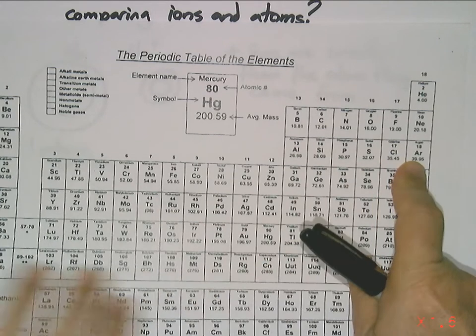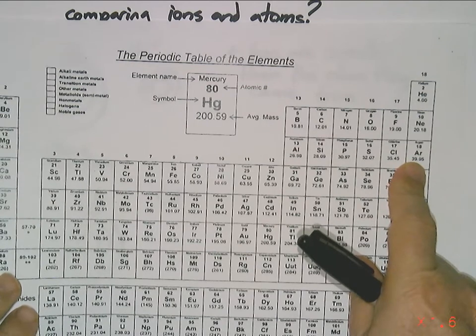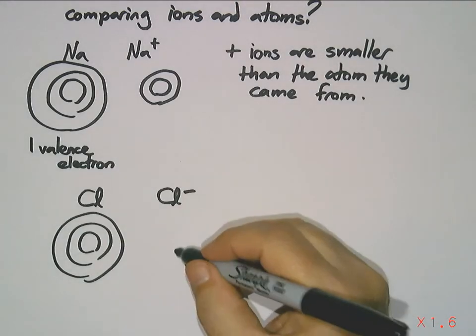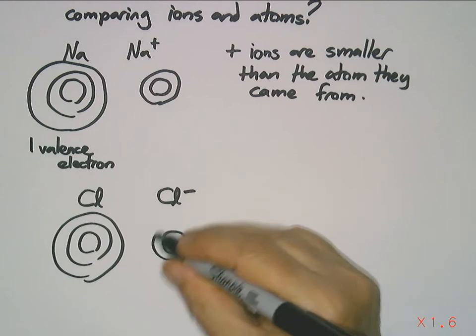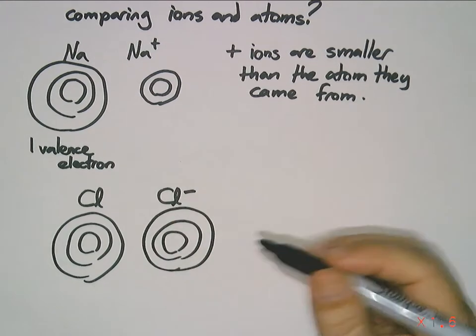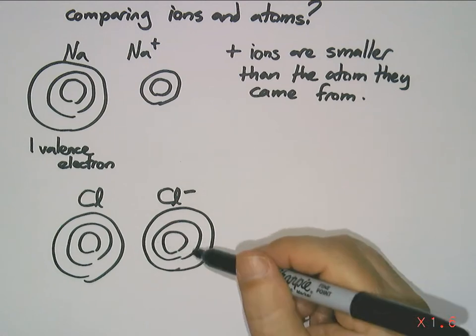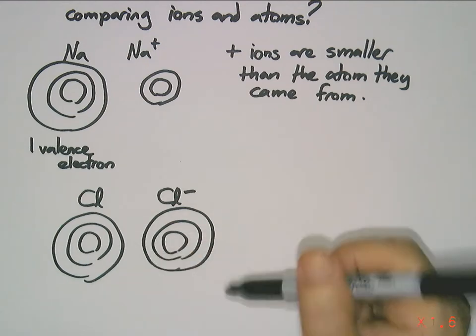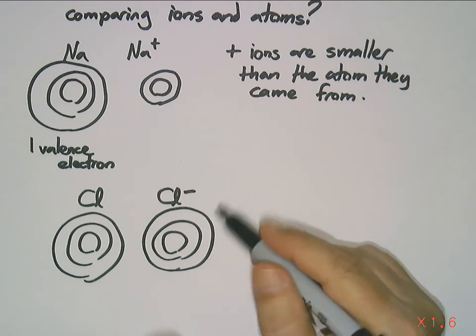Now when it becomes a chloride, it gets an argon configuration. So it has 8 electrons in the outer shell. But it still has 3 shells. Now, there's very little difference in size between these because they both have the same number of shells and they have the same nuclear charge. But there is a slight swelling.